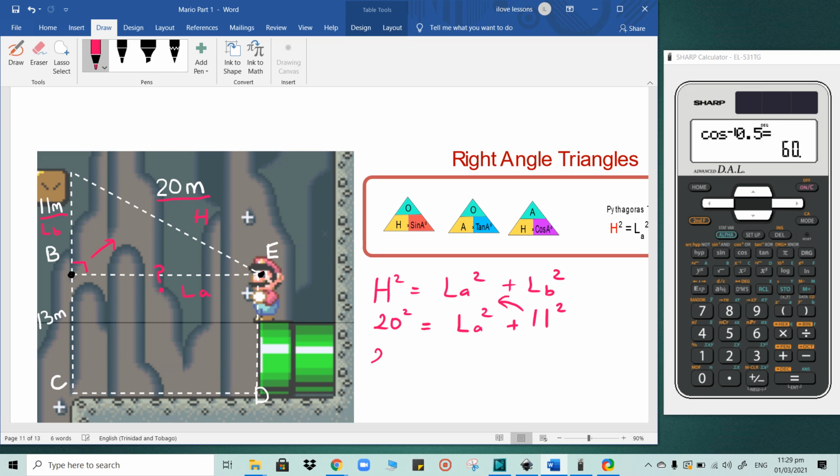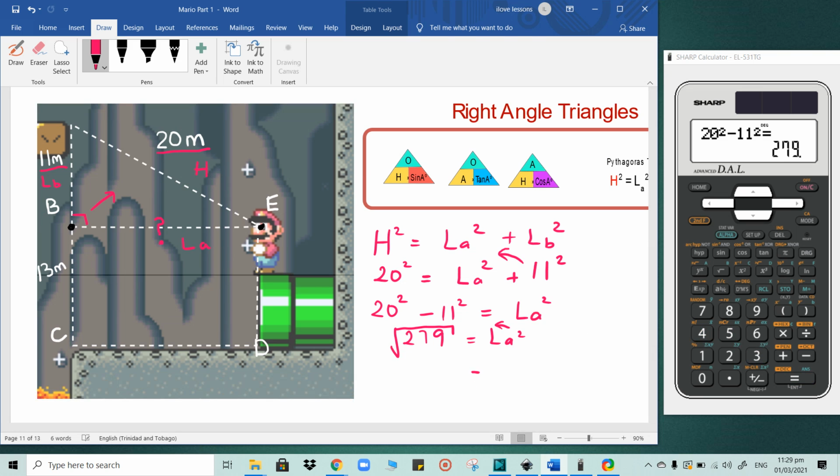So we end up with 20 squared minus 11 squared is equal to leg A squared. So we're going to work out the left-hand side and then square root our answer. 20 squared minus 11 squared will give us 279. Is equal to LA squared. Throw across the squared to finally get a square root. Now, make sure and stay for the next part of this question. You might think the next part is just going to be a repeat, but the next part is going to be really important.